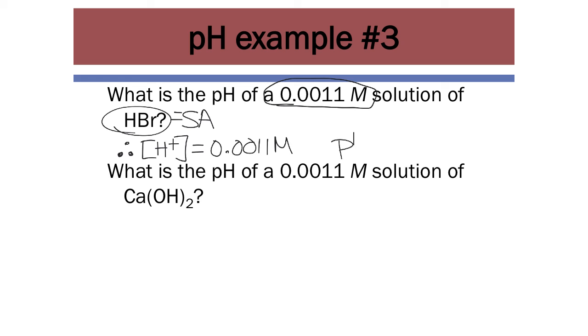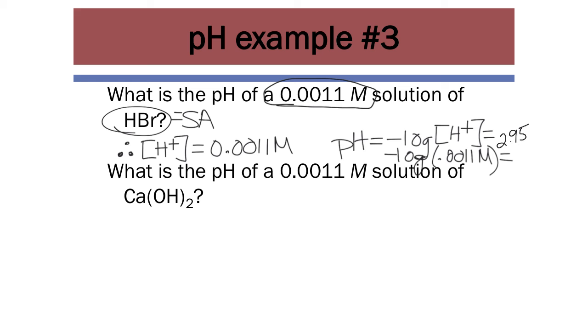So if I have my hydrogen concentration, then I can easily find my pH, negative log of the hydrogen concentration. So this would just be negative log of 0.0011. I plug that into my calculator, and when I put that into my calculator, I get 2.96 actually, once I get that rounded properly. And this had two significant figures, so therefore with pH, we have 2 digits after the decimal.